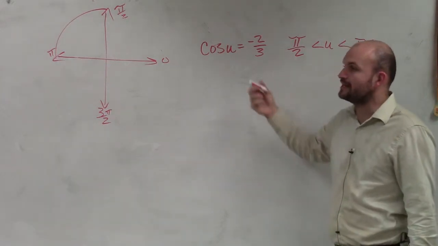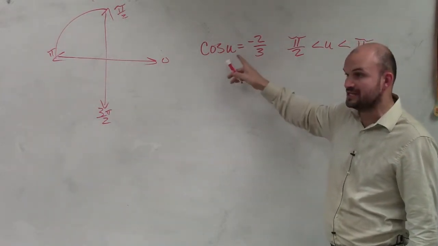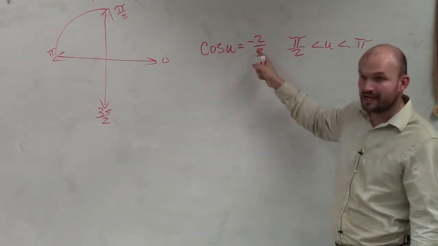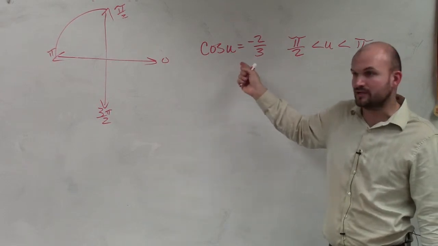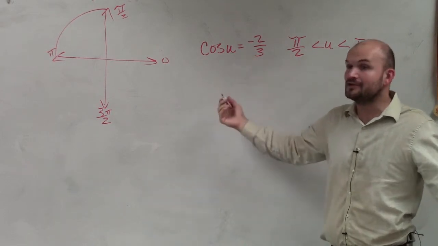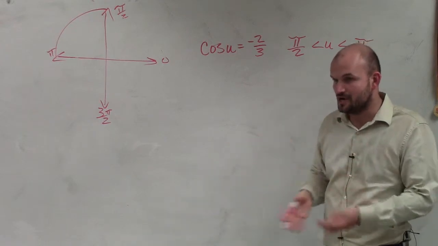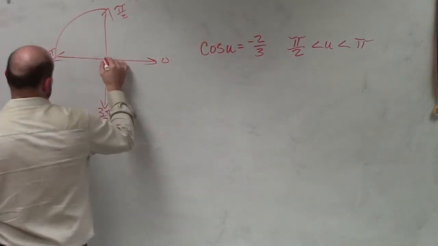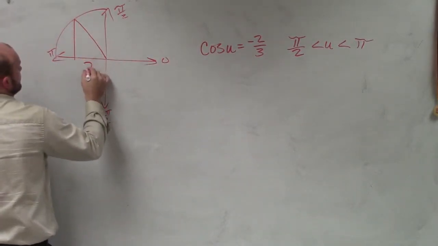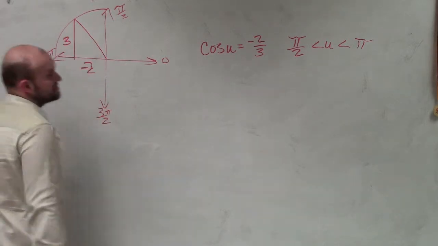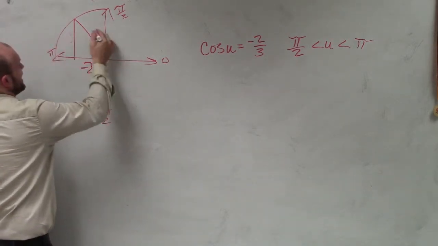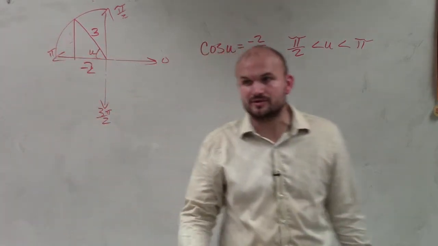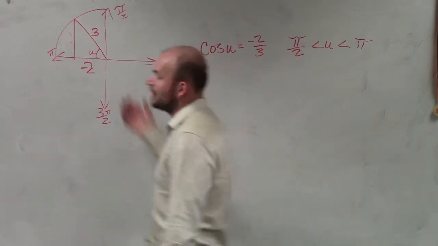Now the next thing I look at is, if I want to find u, which is the angle, then I need to have my point on the unit circle. Well, negative 2/3 is not a point on the unit circle that anyone is aware of, is it? No. So if it's not on the unit circle, then we have to construct a triangle, right? So I do negative 2 and 3. Given that information, can we figure out what the height is, or the opposite side? Yes, absolutely.